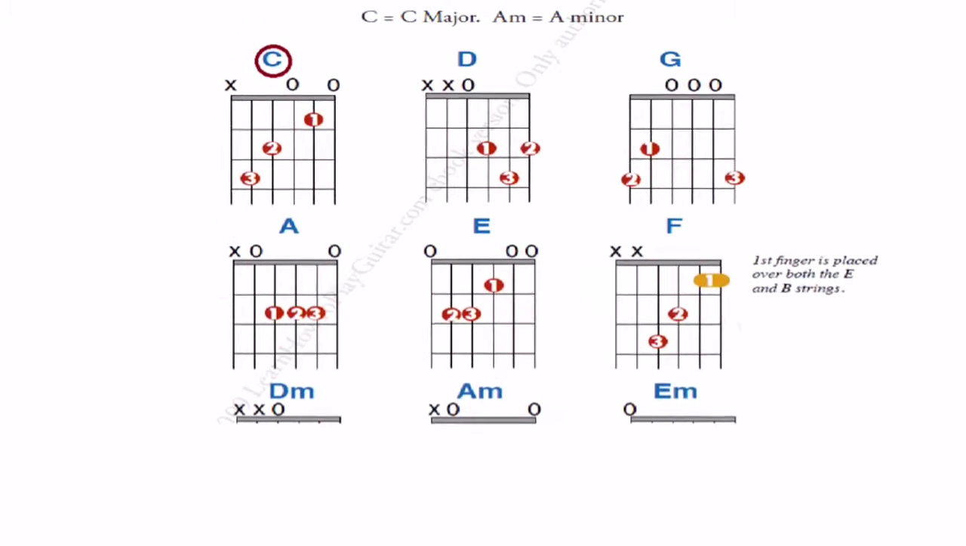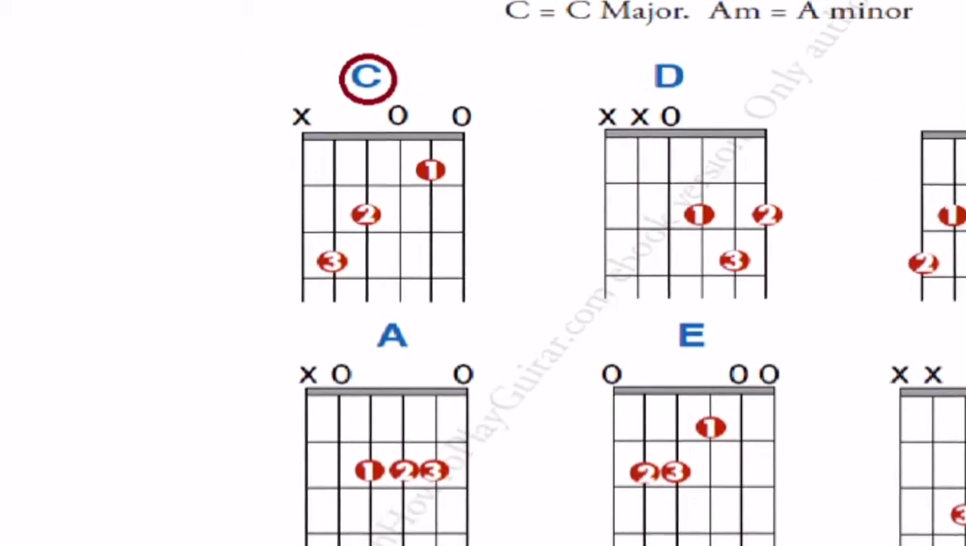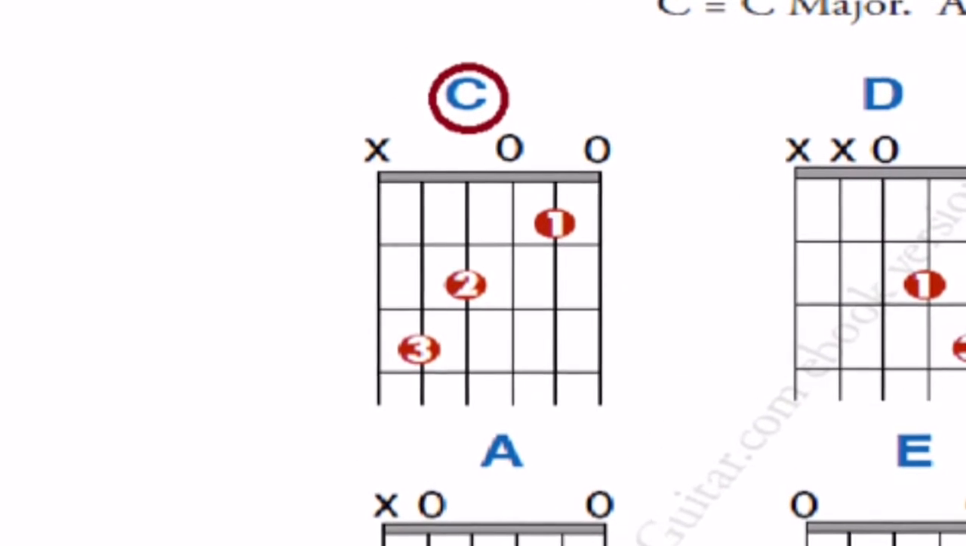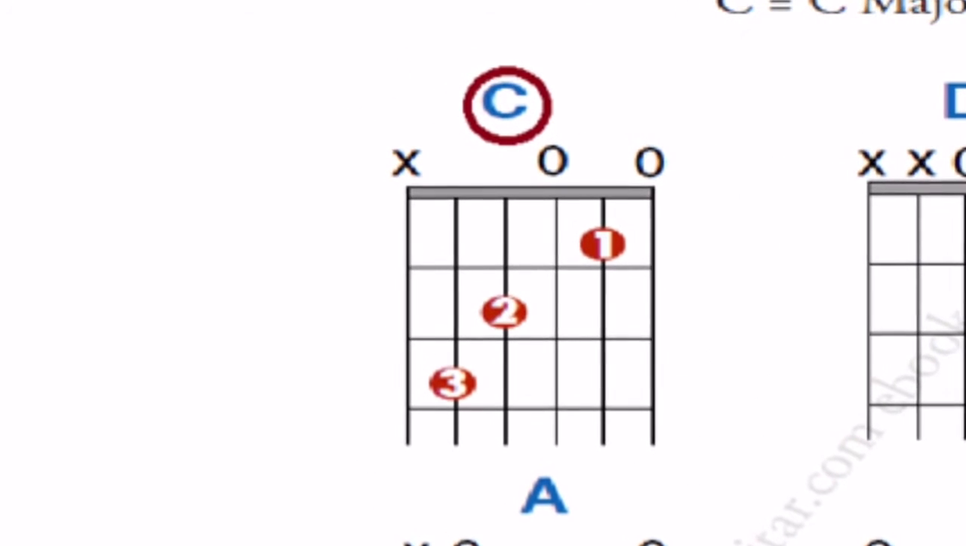Above the diagram, you'll see the chord name. If you see only a letter, the chord is major. If you saw a lowercase m, that would be a minor chord.